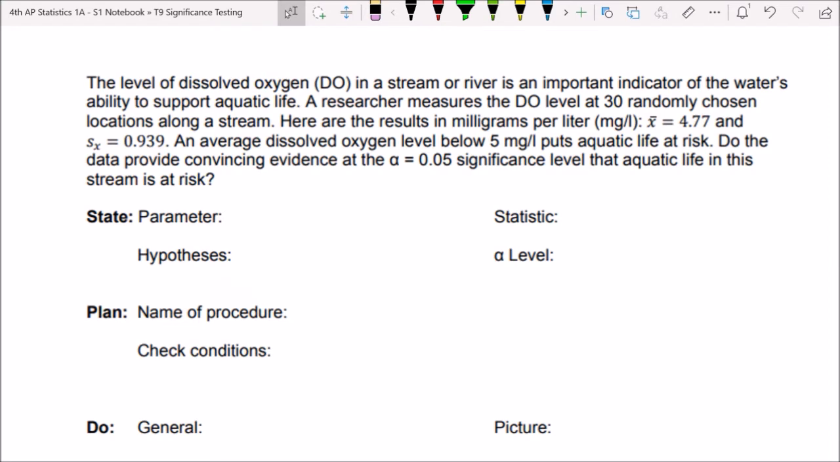Now let's try another question that's similar to questions that we would expect to see on the AP exam. For the AP exam, it would look exactly like this. You would not see this stuff below. That's just for us today. Okay, let's go for it.